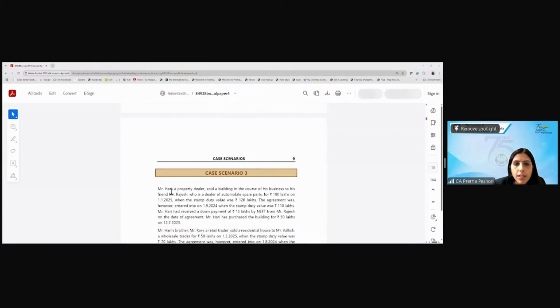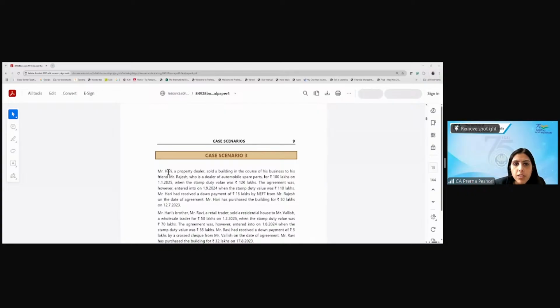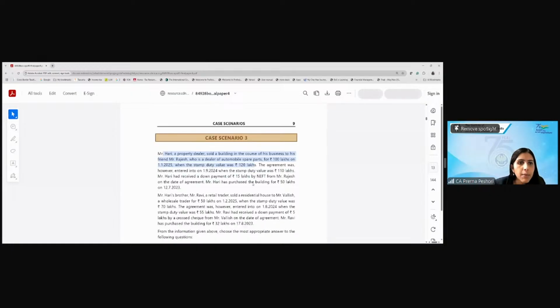Mr. Hari, a property dealer, sold a building in the course of his business to his friend Mr. Rajesh, who is a dealer of automobile spare parts, for rupees 100 lakhs on 1/1/2025, when the stamp duty value was 120 lakhs. Agreement was, however, entered on 1/9/2024, when the stamp duty value was 110 lakhs. Mr. Hari had received a down payment of 15 lakh by NEFT from Rajesh on the date of agreement. Hari has purchased the building for 50 lakhs on 12/7/2023.